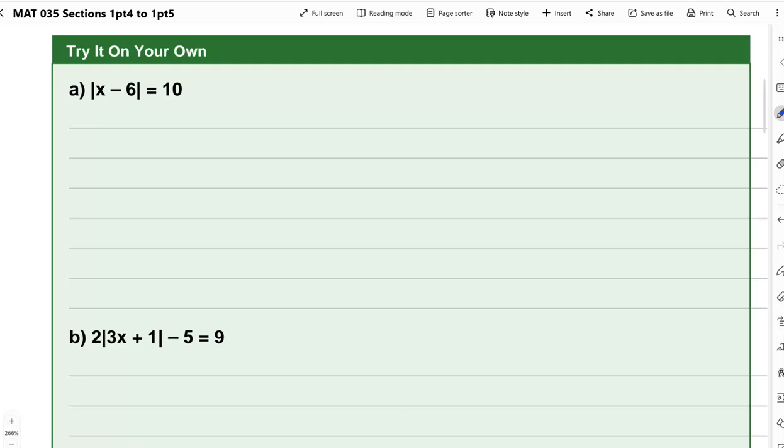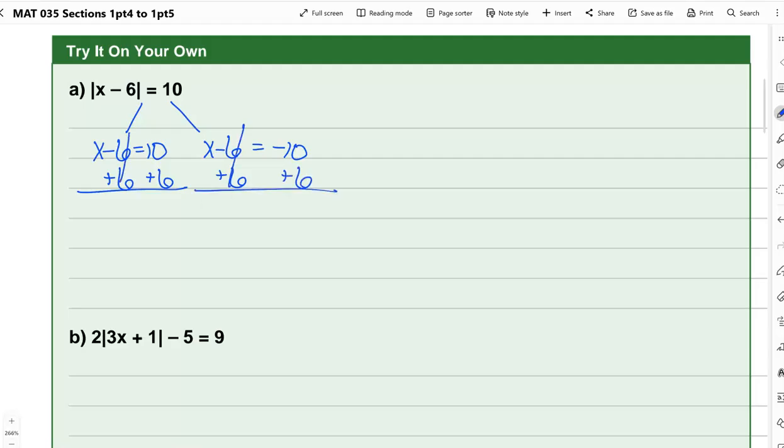So if I were to look at A, I have the absolute value of x minus 6 is equal to 10. Absolute value is by itself, so I can go ahead and create two problems. So I have x minus 6 is equal to 10. X minus 6 is equal to negative 10. In both cases, I have to move the 6 to the other side. I'm going to do that by adding. That zeroes out the 6. So I'm going to get x is equal to 16. And I'm going to get x is equal to negative 4.